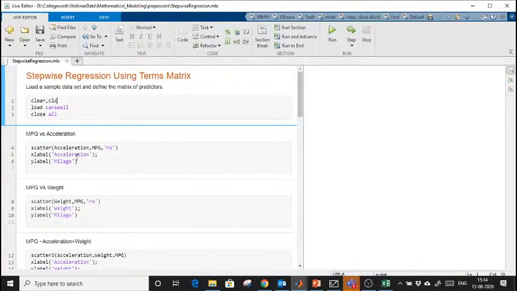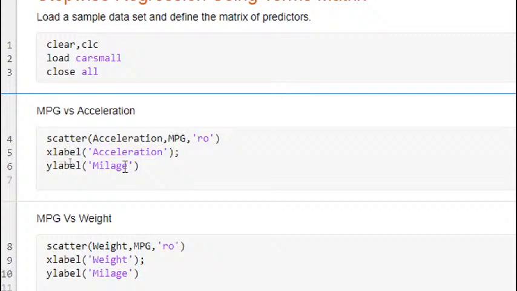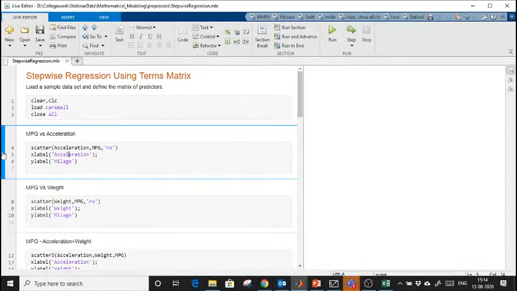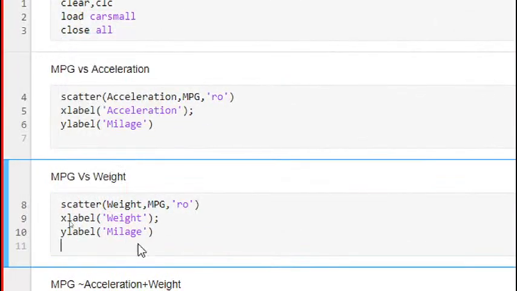Now I am going to plot. In this case, mileage is the output, and acceleration and weight are predictors. So I am going to plot acceleration with respect to mileage. Let's see what graph is there. And further, I am going to plot mileage with respect to the weight of the car.